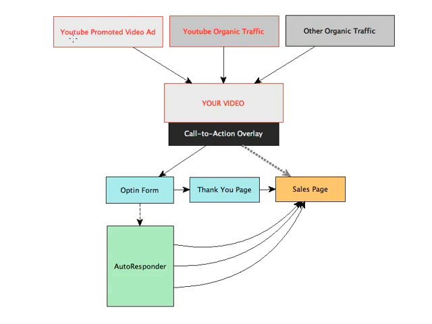So they're going to be coming either from your promoted ad, from your promoted video ad, or they might be coming from your YouTube organic traffic, or they might be coming from other organic traffic. In some way you're going to be having this traffic coming in, and they are going to be then coming in viewing your video.